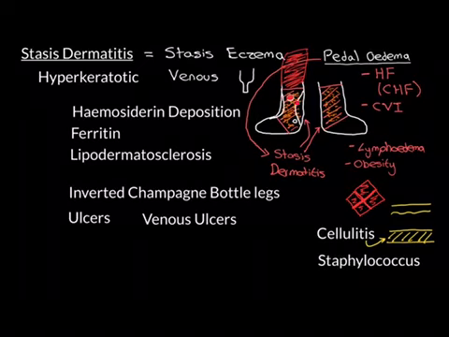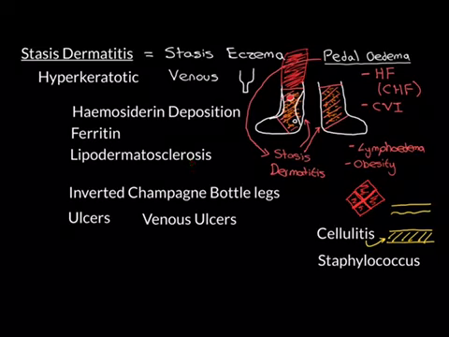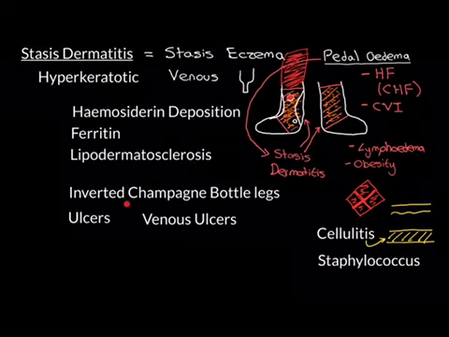So stasis dermatitis then is a chronic skin change that occurs over areas of pedal edema. It occurs often with these other skin changes. So you might see hemosiderin deposition, you might see mild lipodermatosclerosis. In more severe stages, you might see ulcers and potentially even this inverted champagne bottle legs, that is severe lipodermatosclerosis.